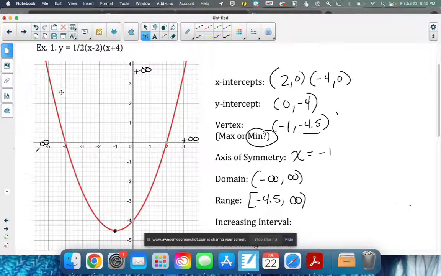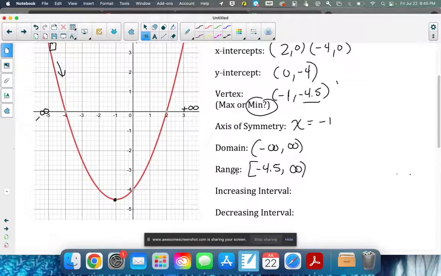Okay, so the intervals, same as it was in standard form. We're always going to start on the left-hand side. And if we draw our little person, riding in the roller coaster, coming from the left, they are going down. So they are decreasing, starting at negative infinity. And they're going to stop decreasing when they get to the bottom of that hill. Well, the bottom of that hill, since we're looking at the x value for that, is the vertex, and it's -1. Okay, so that means it then has to be increasing from -1 to positive infinity.